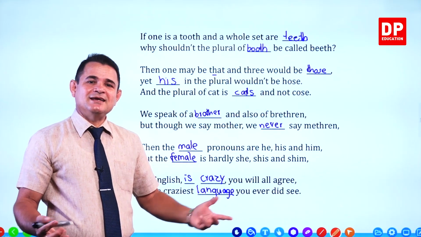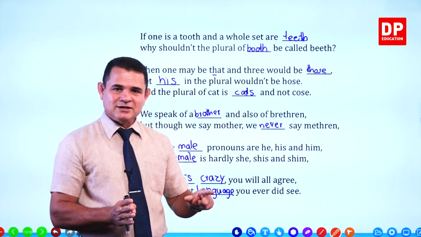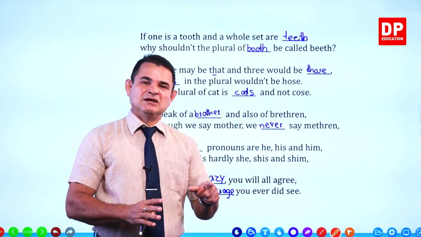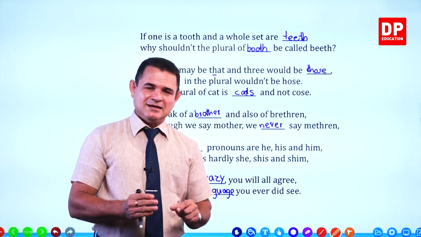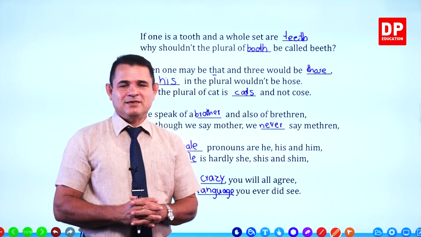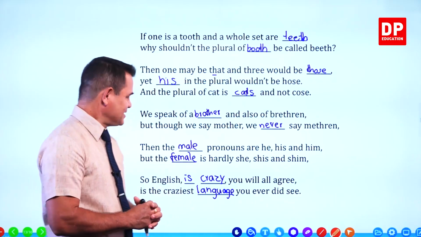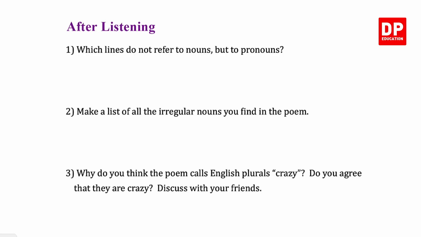Right? So it is the craziest language because now the method of forming plurals are so different. එකකට එකක් වෙනස්. So it is really funny language. You can enjoy it. Find more words like that. Okay. Then now you listen.